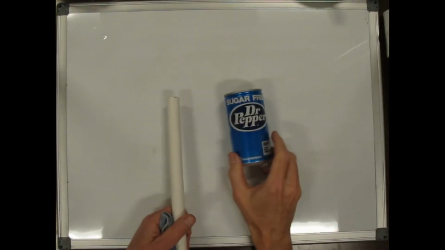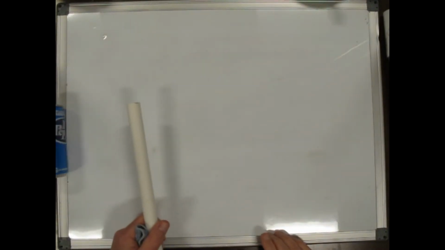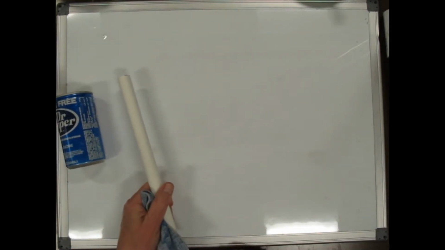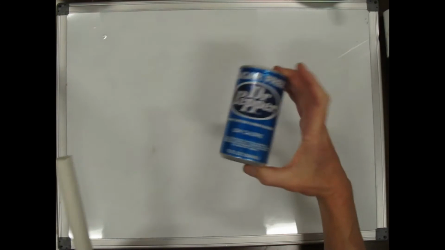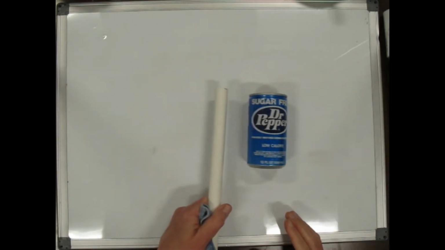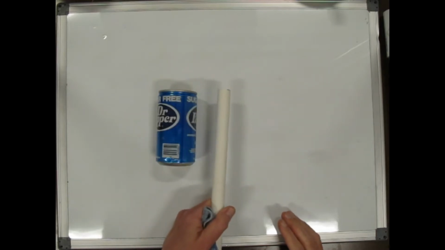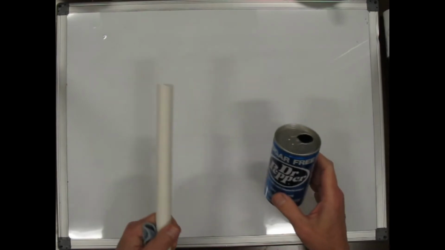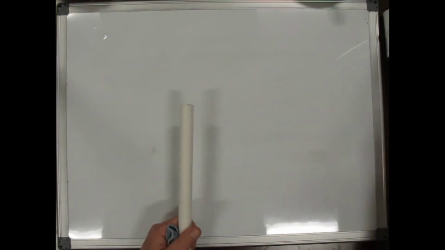So what causes that? I have this charged rod here. Pull it out a little bit. And I haven't touched this thing, so the can is clearly neutral. And yet when I put the pipe near it, which has been charged up, it clearly attracts the pipe. The pipe clearly attracts the can.